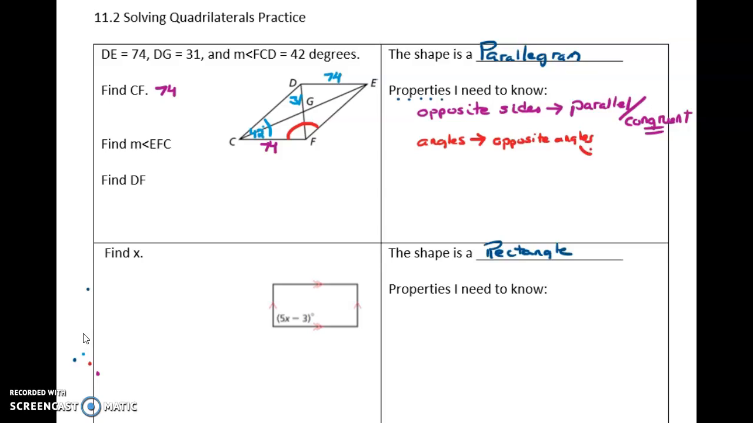opposite angles will be congruent, which means they should always be the same. So if you're looking at angle D, angle F, those two would be the same. They'd be congruent. Angle C, angle E, those two should be congruent. But it's not opposite angles they're asking for here. They're asking for the angles that are right beside each other, and we're going to call those adjacent angles.